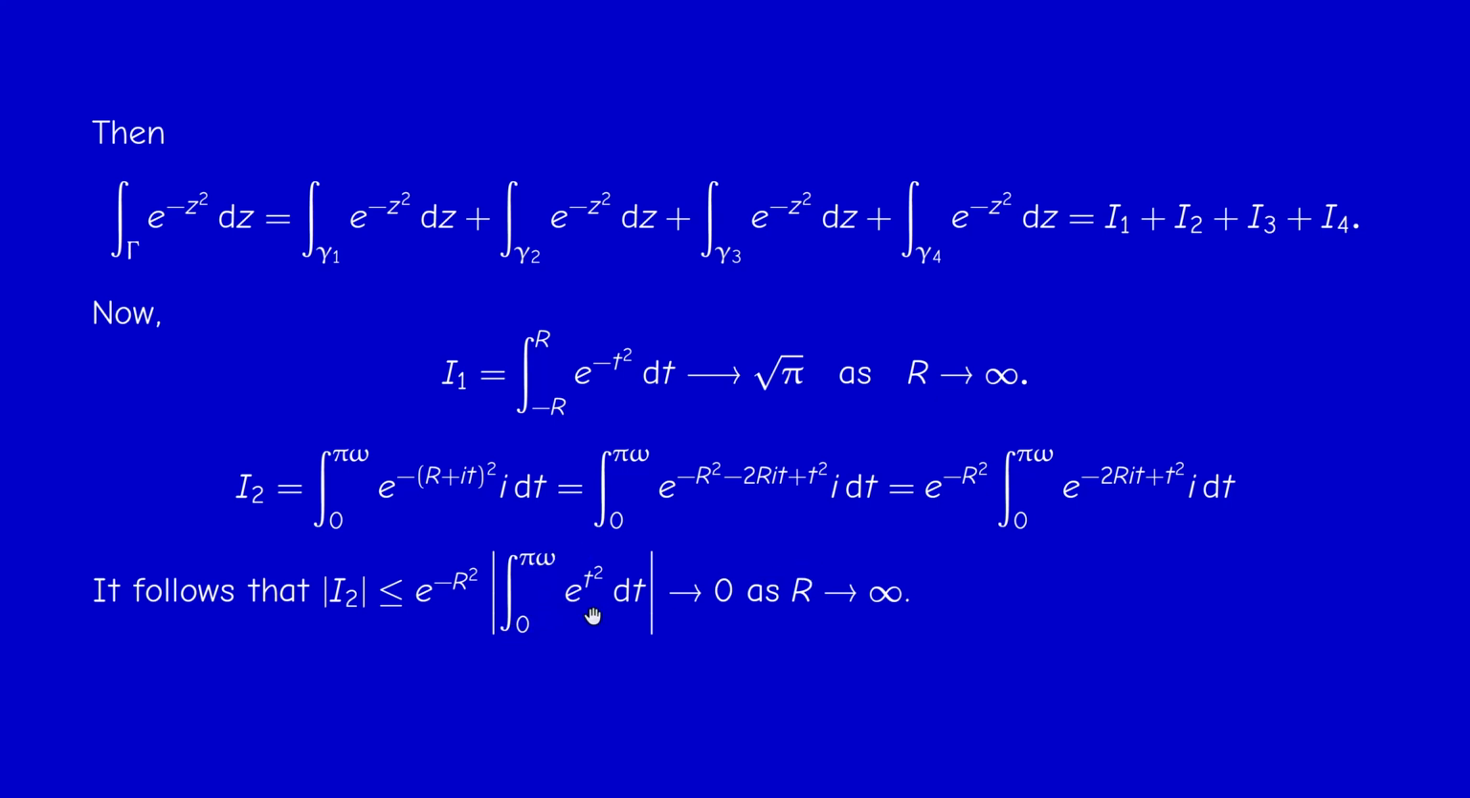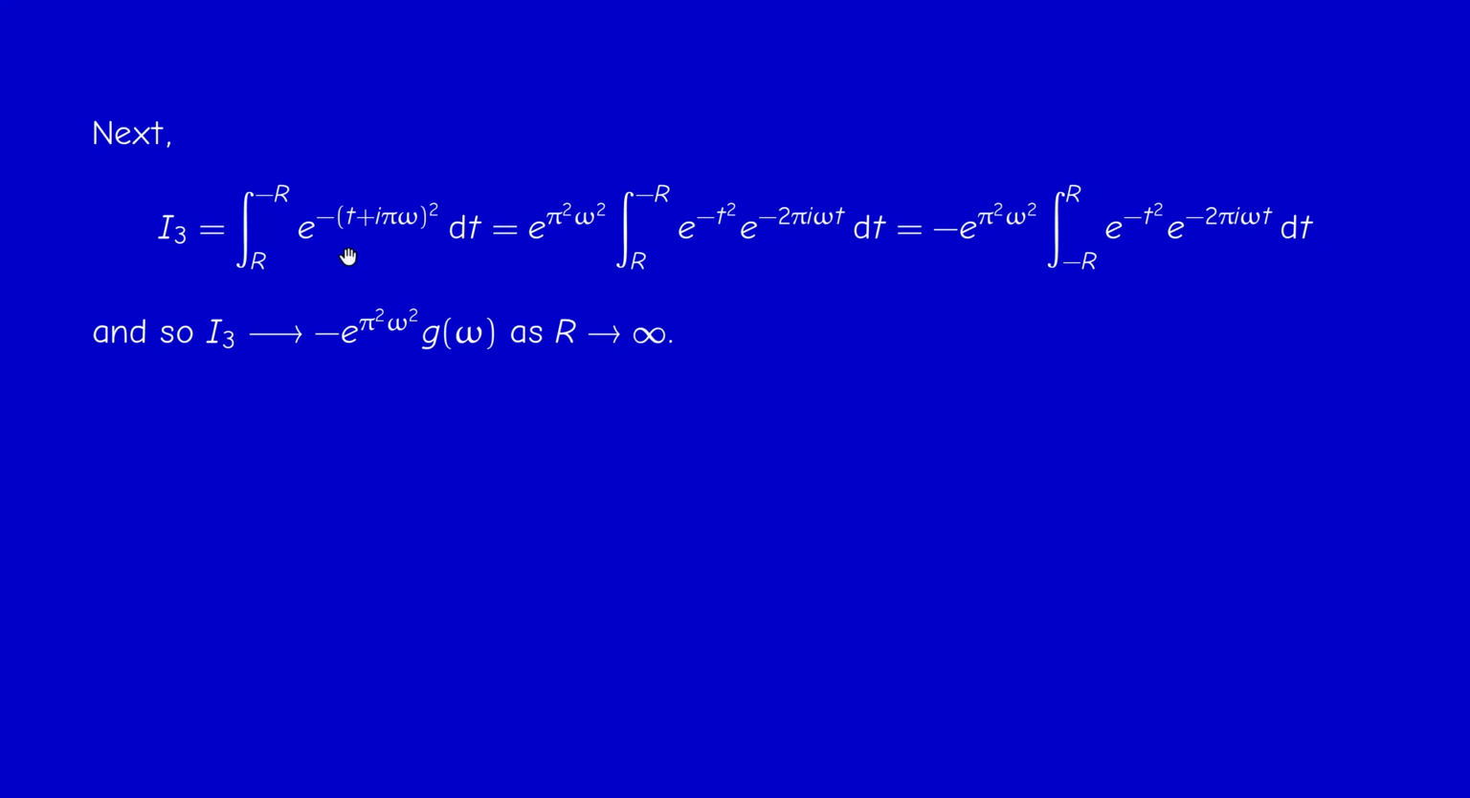And now we are done. It contains e^(t squared), which is unbounded, but the integral is between two finite bounds. So this is just a constant depending on omega. Omega is fixed in this reasoning. So when r tends to infinity, all this tends to 0. And once again, I don't need to compute this integral, which is not computable with the functions that you know. So the first one tends to a constant. The second one tends to 0.